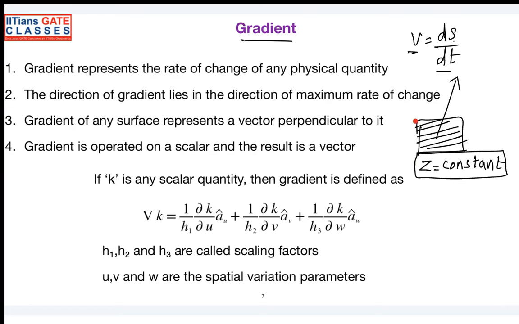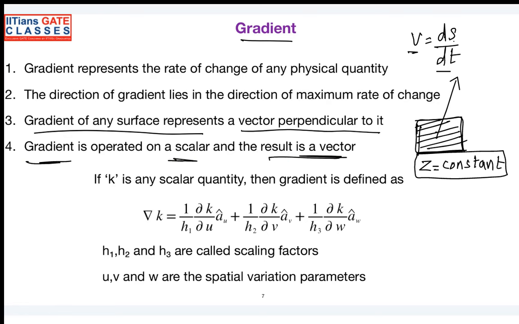And you can see here, whenever you apply a gradient, the gradient must be applied on a scalar and the result must be a vector. A simple example is this one only. When you are applying the gradient on something like distance, the input is a scalar and the output is a vector.